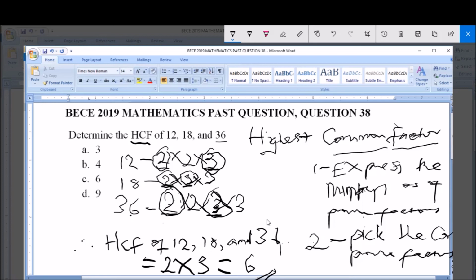Remember what we did? We expressed them as a product of prime factors, then we picked out the common prime factors, and then we multiplied them together to give us our highest common factor. Remember, we're looking for the factor which is common and which is the highest. So therefore our answer is option C, because option A says 3, option B says 4, option C says 6, and option D says 9. But 6 is our answer, so option C is the correct option.